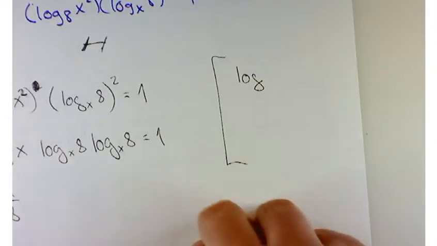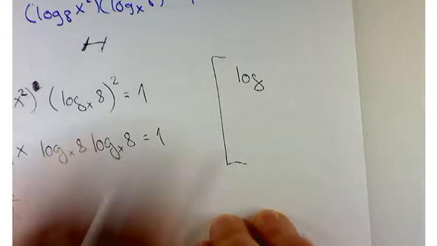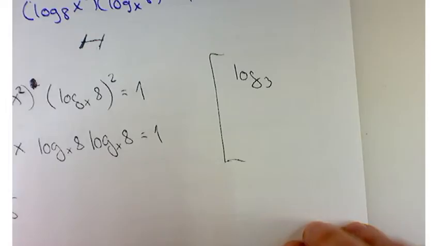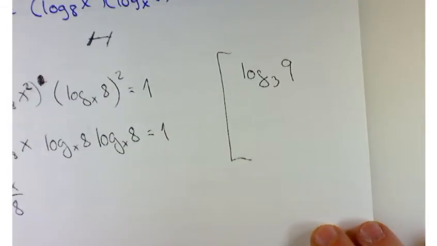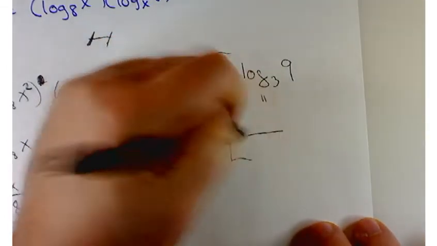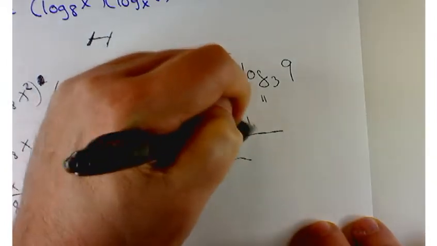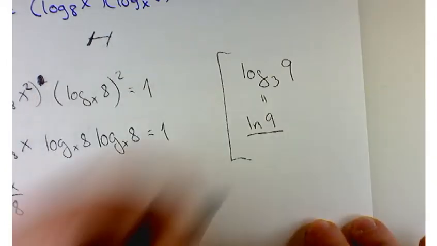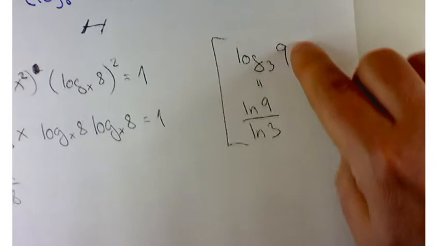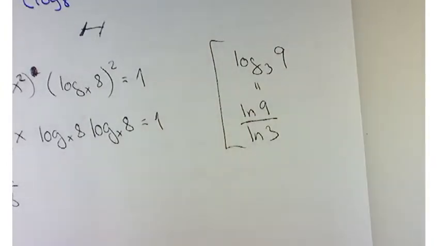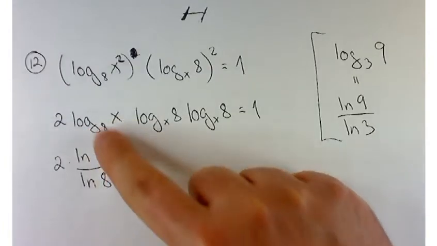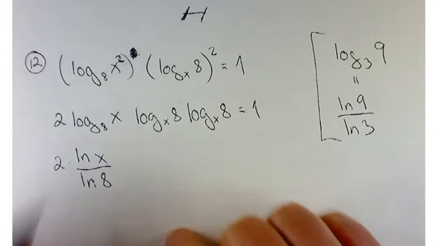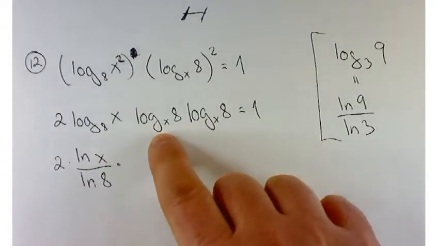Let's say a base. Tell me a number. 3. And let's put some expression here, or number, 9. I can express this always as a division of natural logs. Natural log of 9 on top, natural log of 3 on the bottom. These two happen to be the same. That's what the change of base formula tells you. So that's what I did right here. Natural log of my argument on top, natural log of the base on the bottom. And I'm going to apply the same formula to the log in base x of 8.